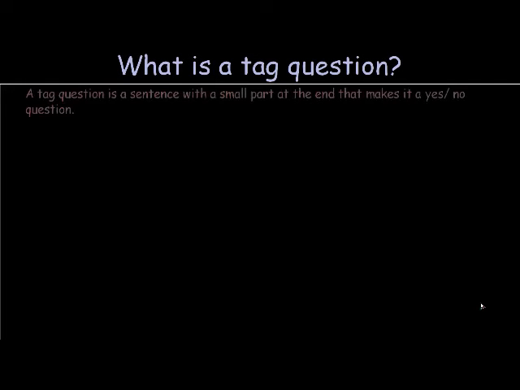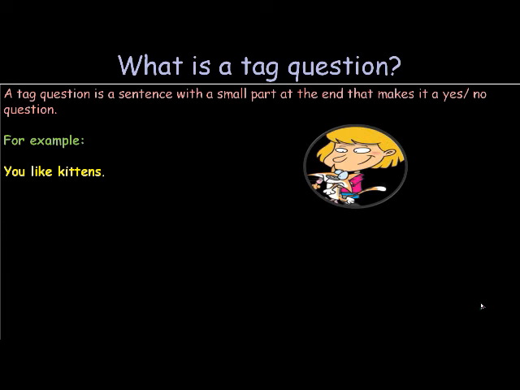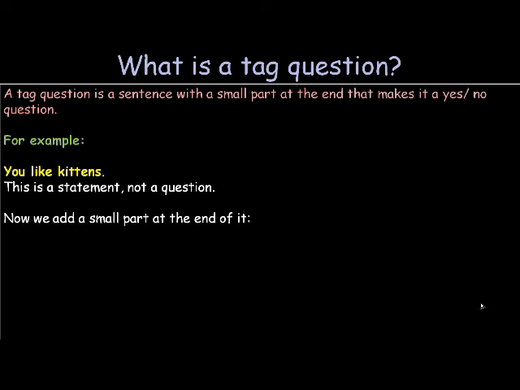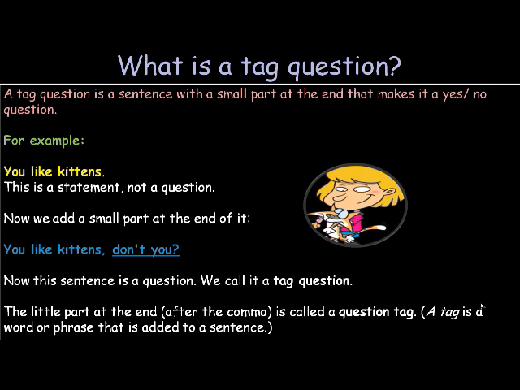What is a question tag? A question tag is a sentence with a small part at the end that makes it a yes-no question. For example, you like kittens, which is a statement, not a question. And if you add a small part at the end of it, you like kittens, don't you? Now this sentence is a question. We call it a tag question. The little part at the end after the comma is called a question tag. A tag is a word or phrase that is added to a sentence.